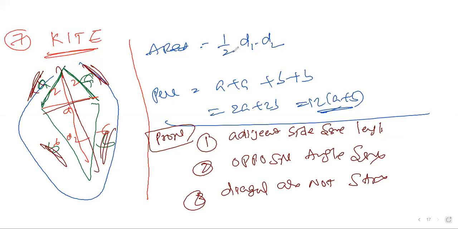Okay. Now I'll take the eighth one: rectangle. Your favorite thing is rectangle. Now this is a rectangle. It is a four-sided figure.